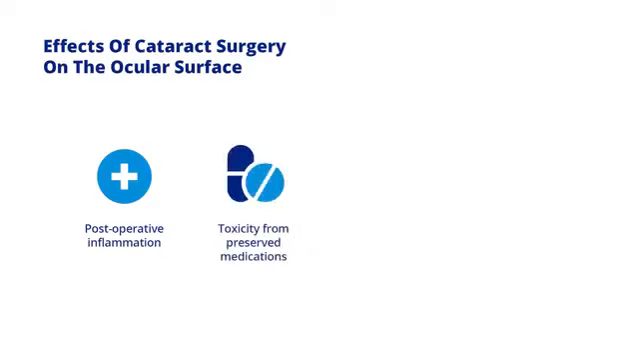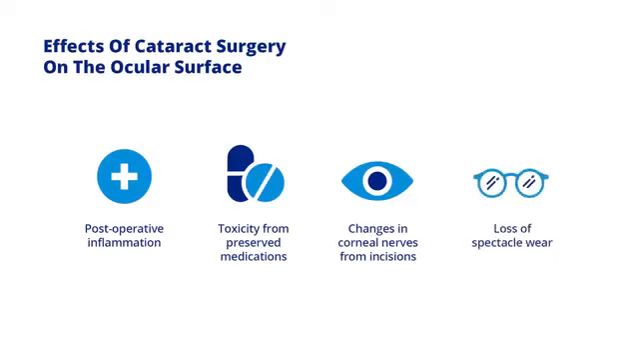Now, cataract surgery can have a number of effects on the ocular surface. Postoperatively, there's inflammation. The medications that are given afterwards may be preserved, and that can produce toxicity. When the cornea is entered through corneal wounds to remove the cataract, there can be changes in the corneal nerves from the incisions. It's also been thought that phototoxic damage may occur from the microscope light, and that betadine may have negative effects on the goblet cells.